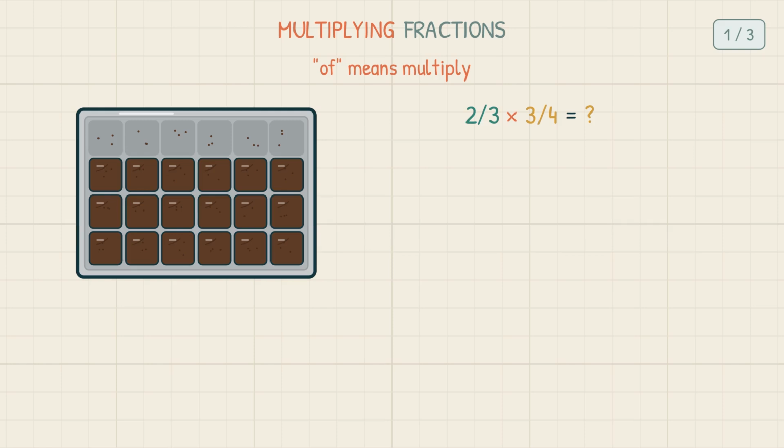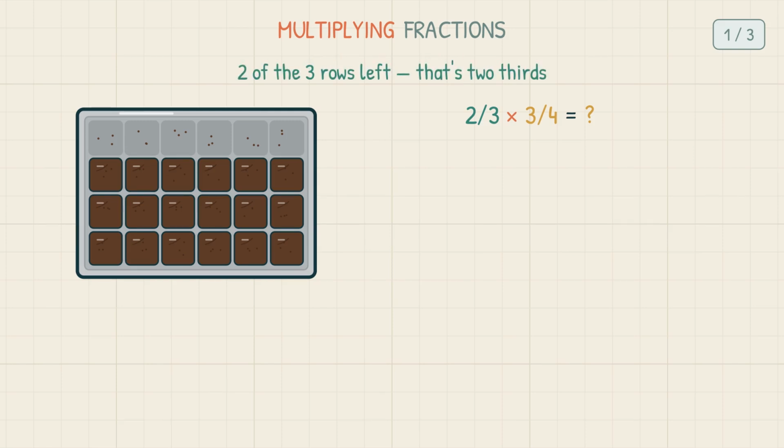Now Priya eats 2/3 of what's left, and there's the key word, "of." In maths, "of" means multiply. 2/3 of 3/4 is 2/3 times 3/4. So what does she actually get?